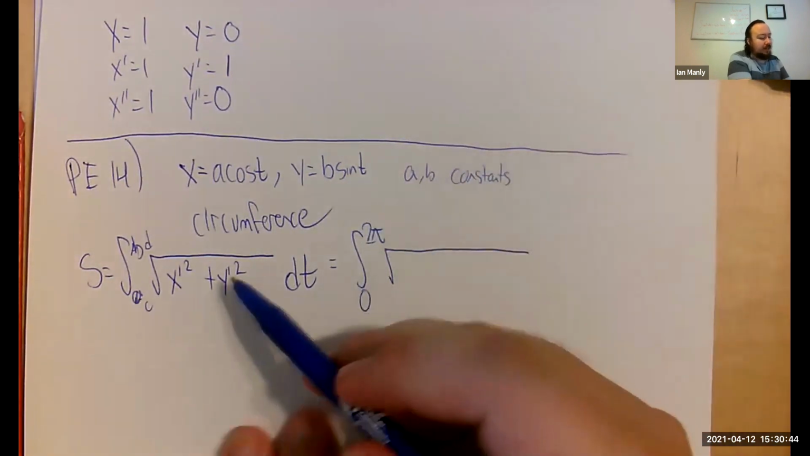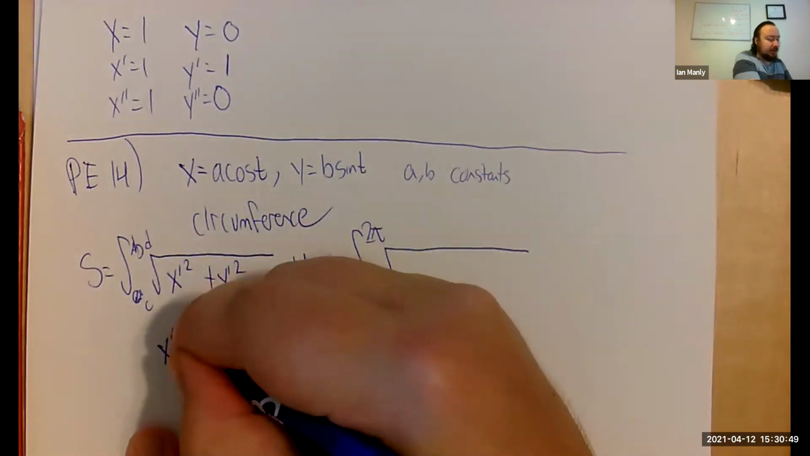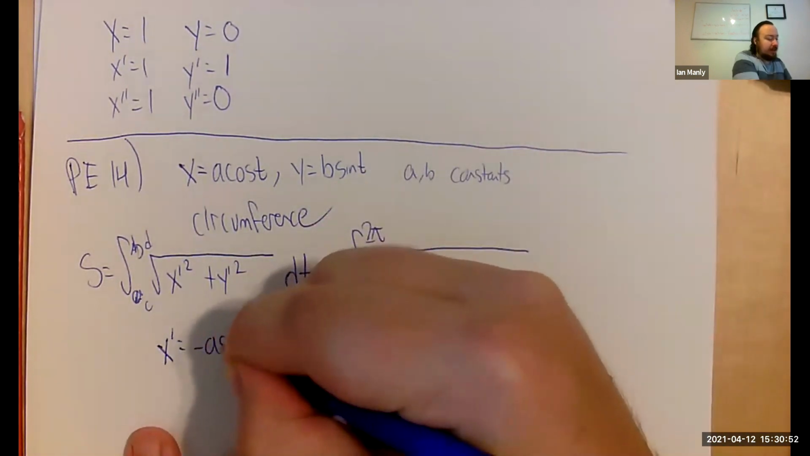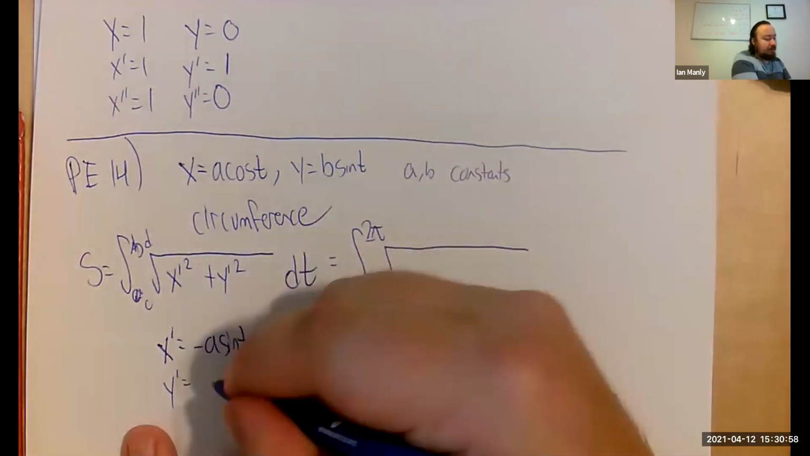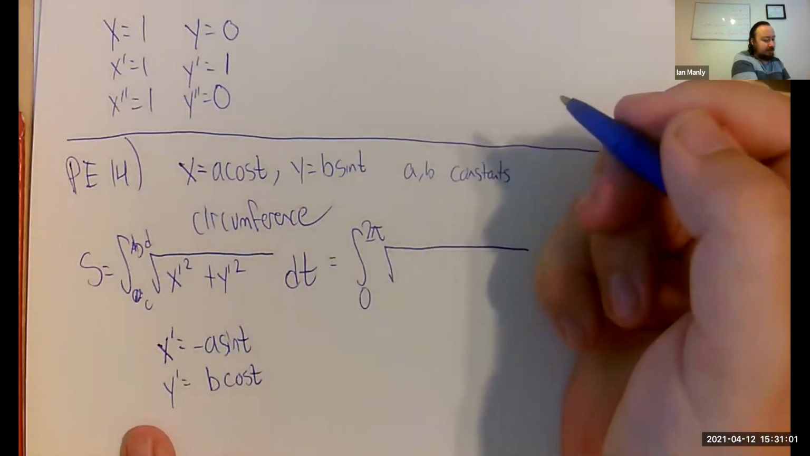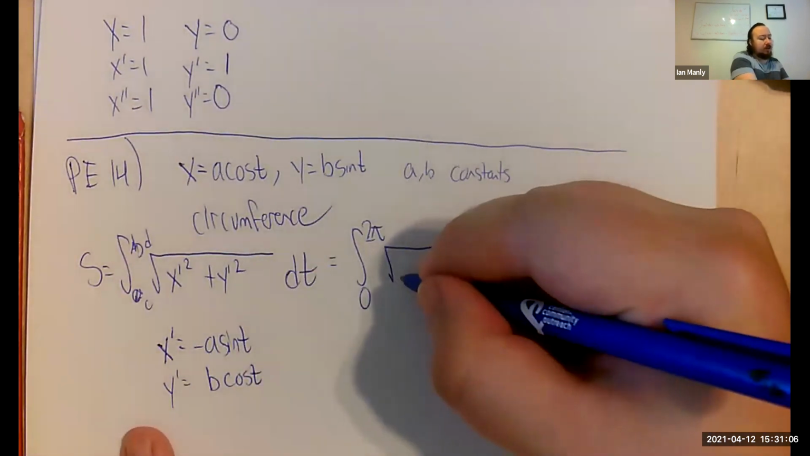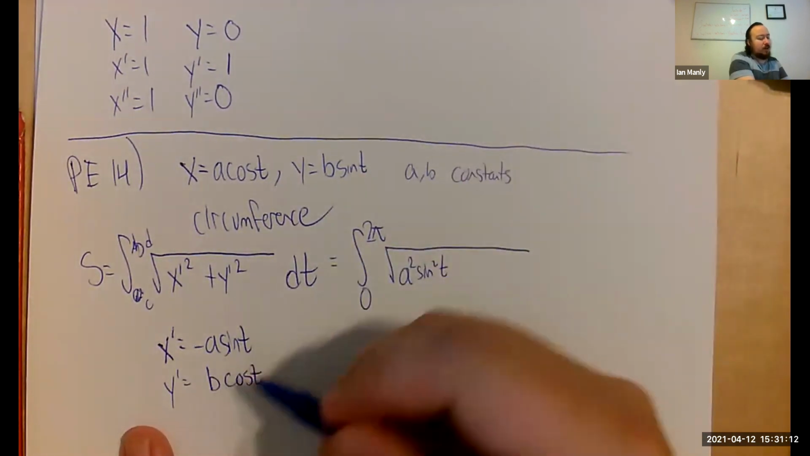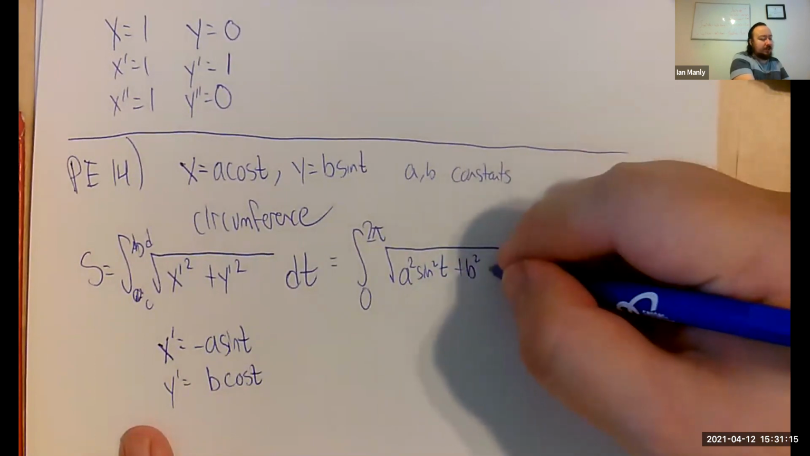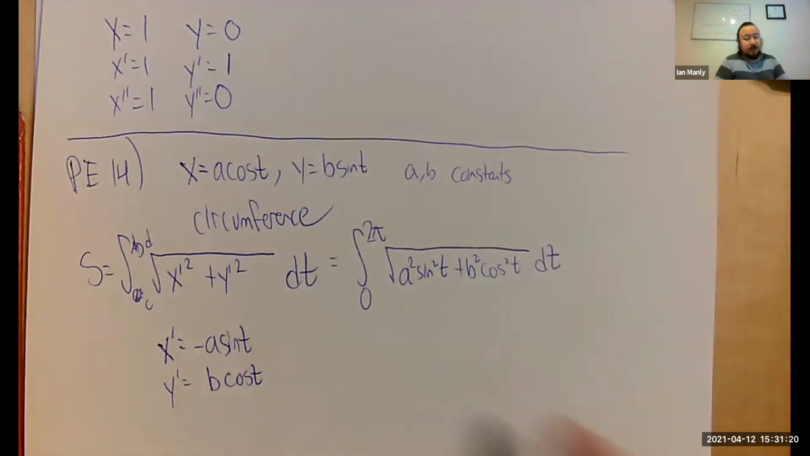And then we have the square root. Now let's see, let's do x prime squared. But we only know what x is right now, so let's figure out what x prime is. X prime will be negative a sine of t, and then y prime will be b cosine of t. All right, so then if we square x prime, we're going to have a squared sine squared of t. And if we square y prime, we're going to have b squared cosine squared of t. All right, so there is our arc length integral for this.